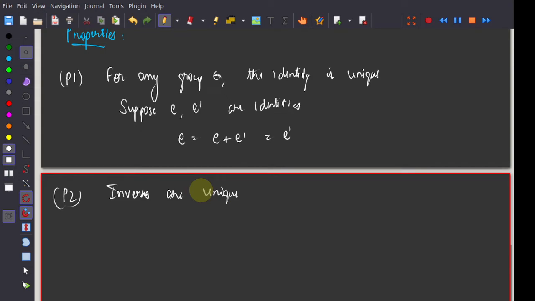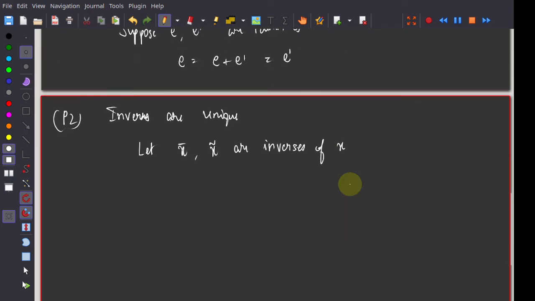So now what we want to argue is that for a given element x, the inverse is unique. Right? Let's say that x bar and x tilde are inverses of x. What I want to show is that x bar equals x tilde. Now can you come up with an argument?